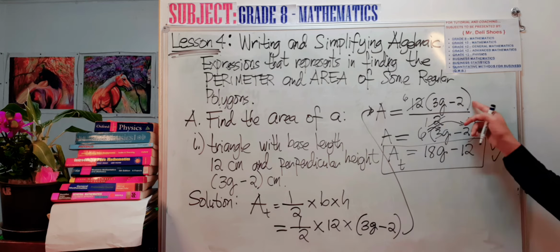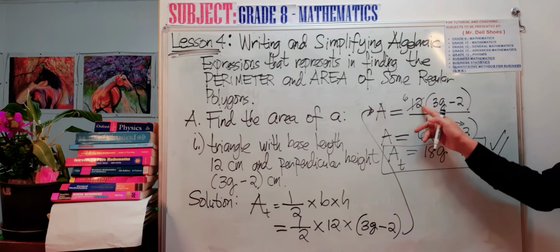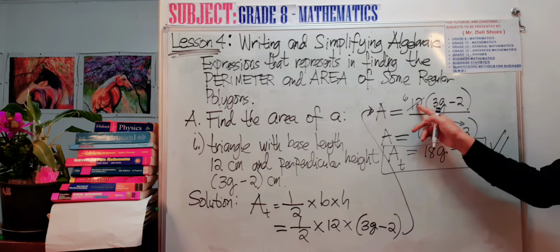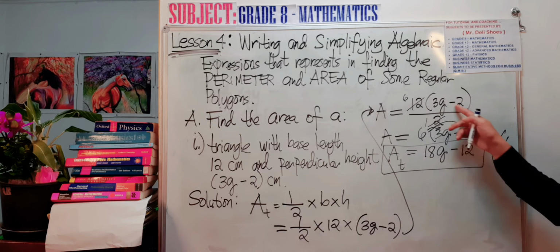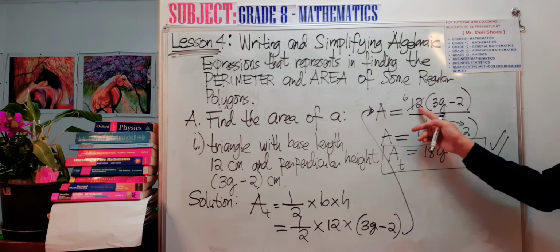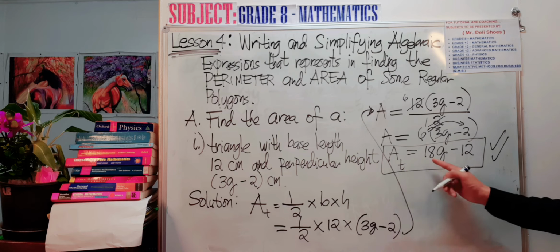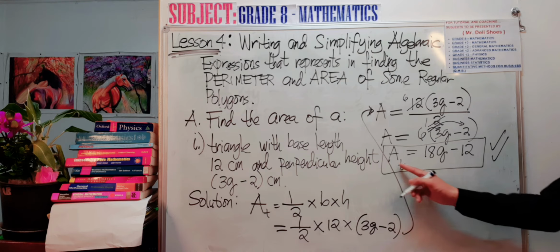12 times 3g minus 2. And we can use cancellation method because the operation in the numerator and this one is multiplication here. So that means that you can cancel it first before you multiply it inside the parentheses. So 12 divided by 2. So this is now the expression. The area of the triangle is 18g minus 12. This is now the algebraic expression of the area of the triangle.